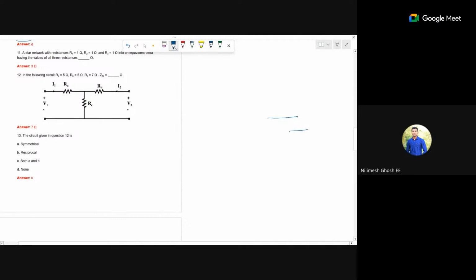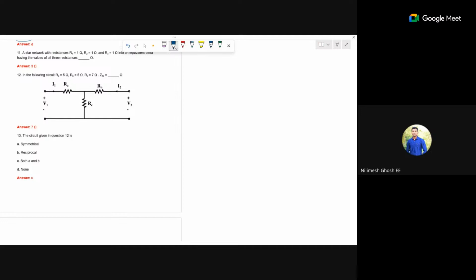Now tell me how to solve this 12th question. All things are given. I gave this network intentionally because I want to deliver some concepts here: if some network is given, how to form the Z impedance matrix and the Y matrix without solving rigorous equation analysis.